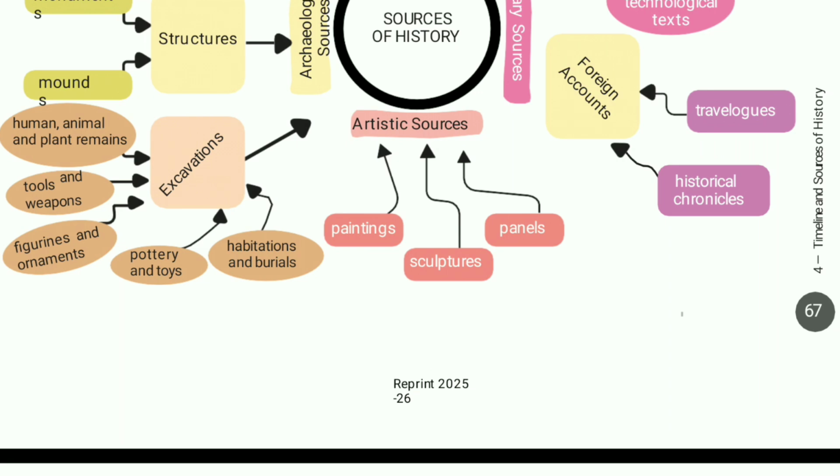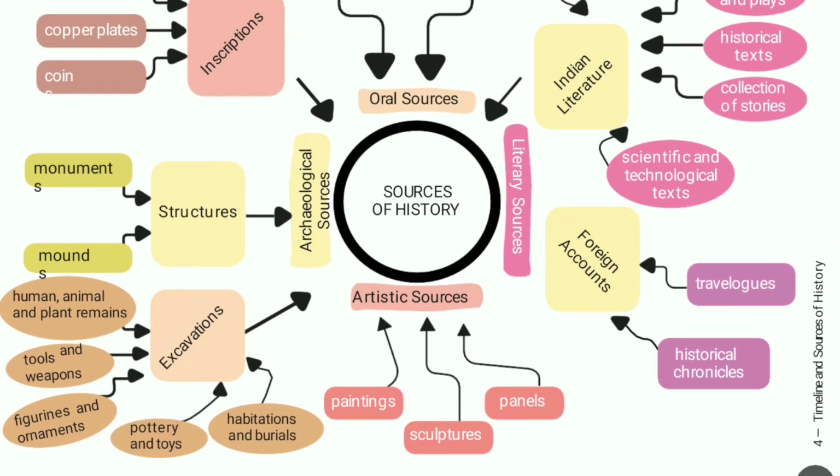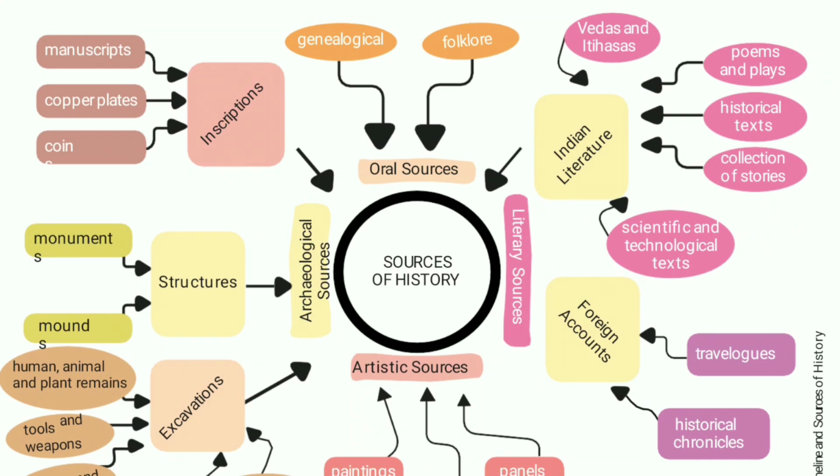There is a figure which shows sources of history. In that, the first one is oral source, which represents genealogical and folklore. Then Indian literary source: Indian literature and foreign accounts. In Indian literature, we can see Vedas and Itihasa, poems and plays, historical texts, collection of stories, scientific and technological texts. In foreign accounts, travelogues, historical chronicles.